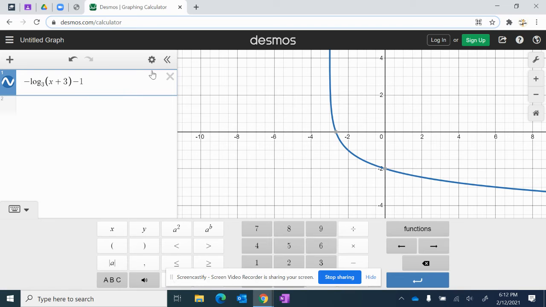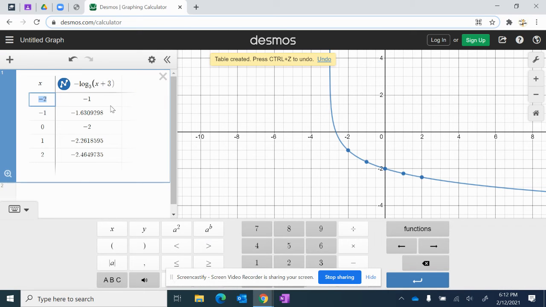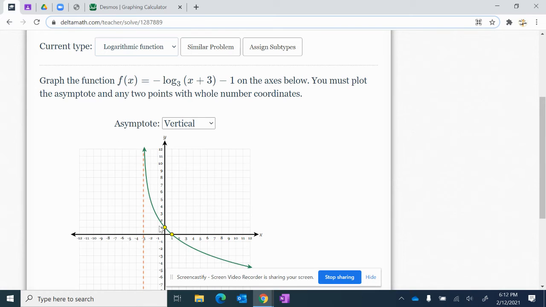Okay, and there it is. And again, you can convert to a table and use your 2 points. So -2, -1, and 0, -2. There we go.